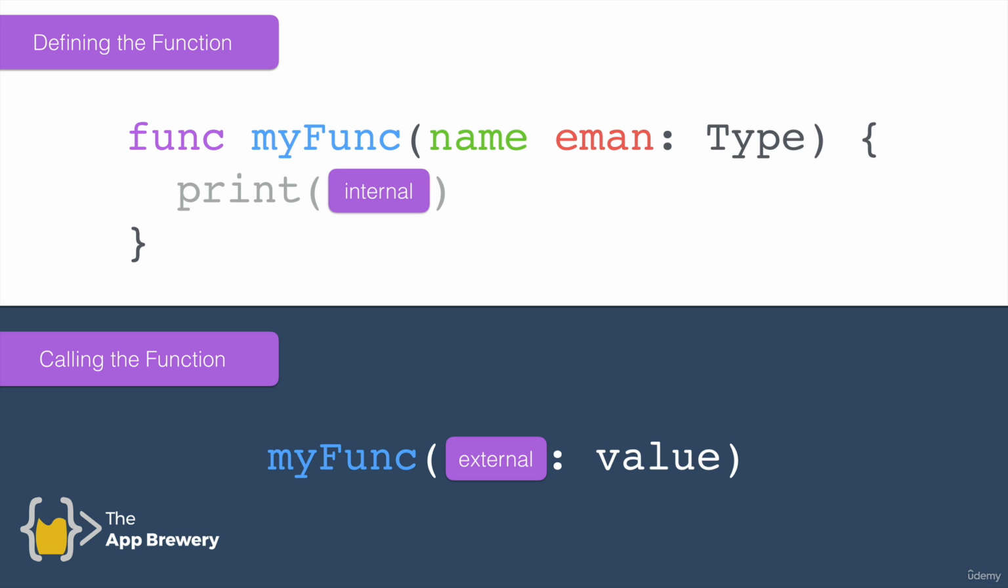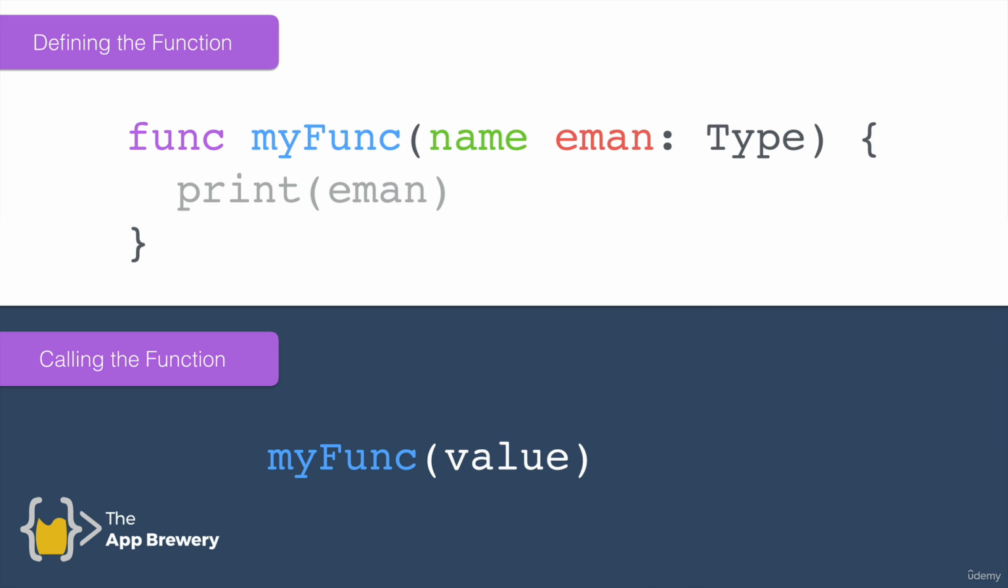Now, you can also, if you wanted to, actually omit the external parameter name altogether to be able to call your function just by passing in a value without mentioning the name of the parameter at all. So how would we do that? Well, all that we would need to do is simply turn the external parameter name into an underscore, and now we can call our function without using a parameter name at all.